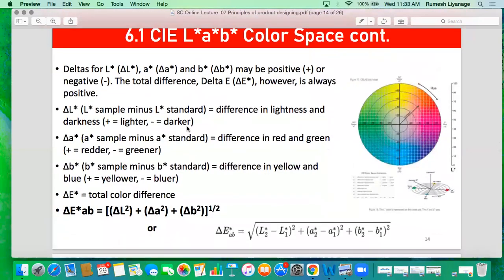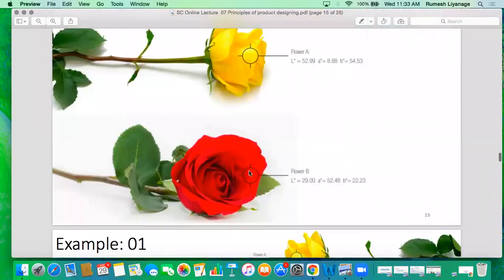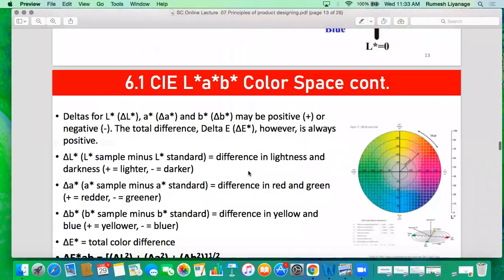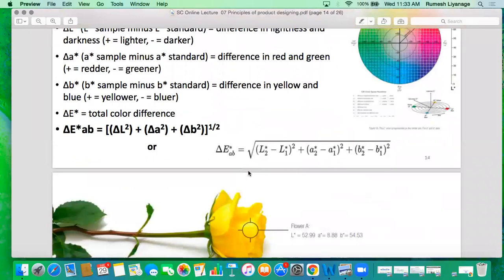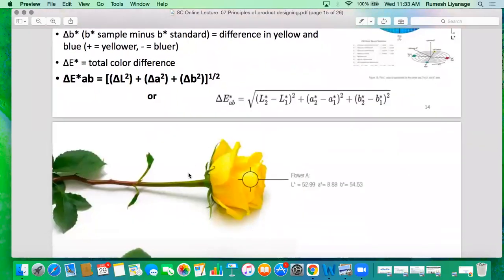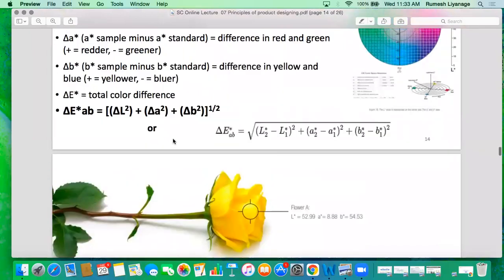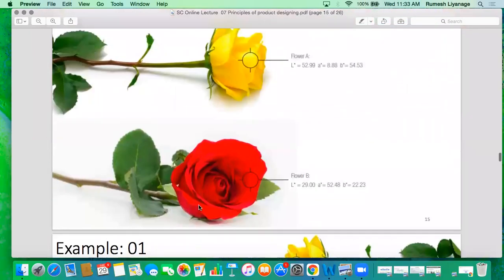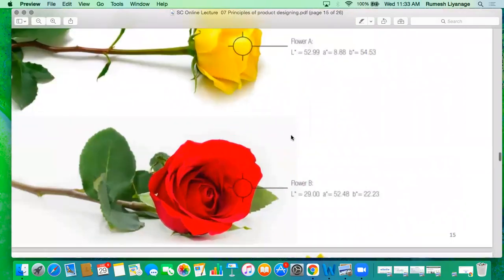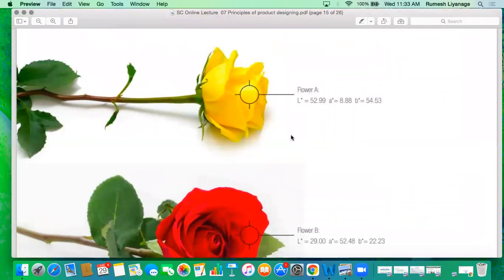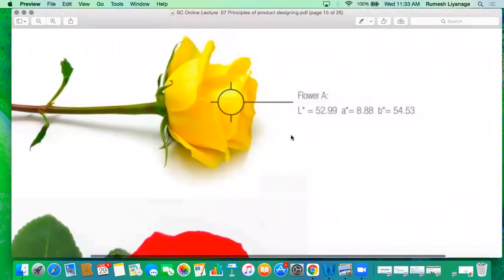And delta E means the total color difference. If there are two colors, two pictures, or two food samples, we can calculate the color difference. You measure the color of one using LAB, measure the other, and take the difference. You have to comment on the colors using these LAB values.